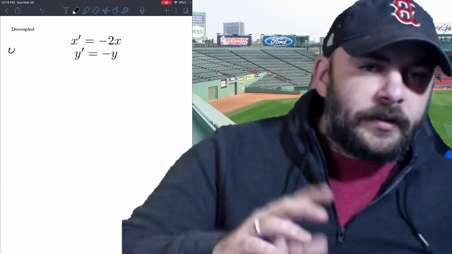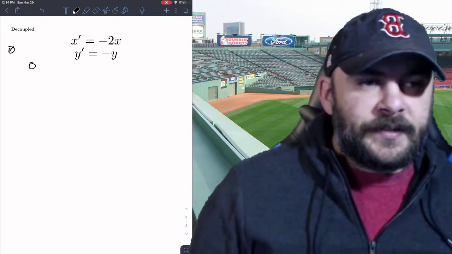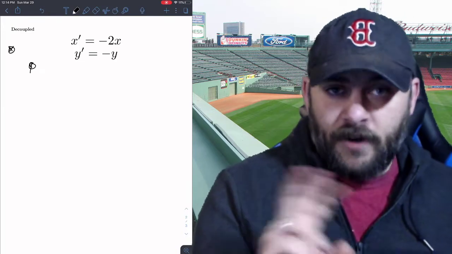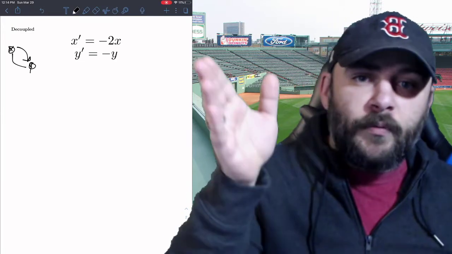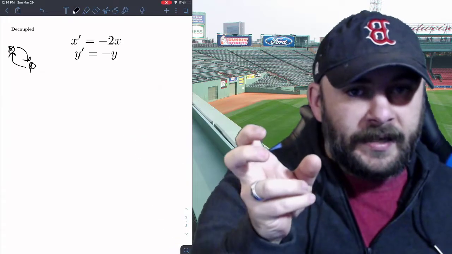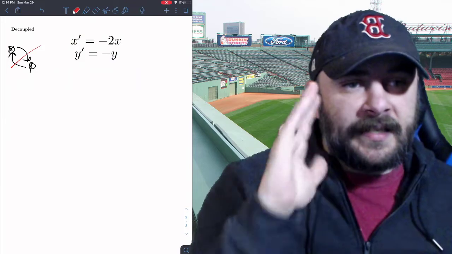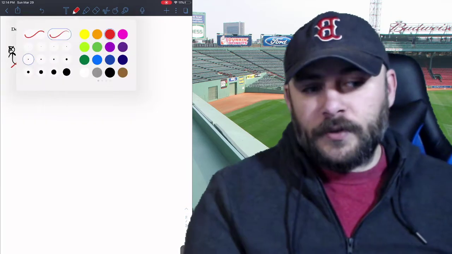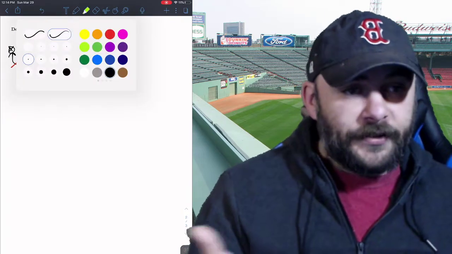The next thing that we're going to talk about are so-called decoupled systems. Normally, like when I was talking about foxes and rabbits, we want x to influence y and y to influence x. We want them to be related. But in a decoupled sense, neither of them actually influence one another. We just have two state variables and their rate of change.